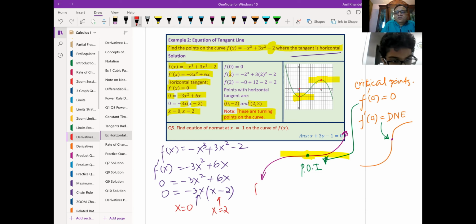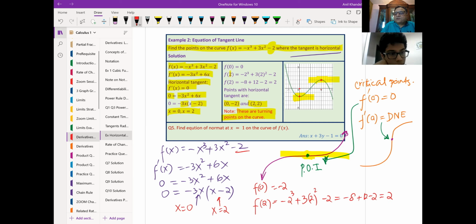Now let's find the value of y. If I substitute 0, you get y equals minus 2, right? If I substitute 2, then you get minus 2 cubed plus 3 times 2 squared minus 2, that is minus 8 plus 4 times 3 is 12, minus 2, and that gives you plus 2 as your answer, right? So we get these 2 points. One is (2, 2), and the other is (0, minus 2). Is it clear to you?